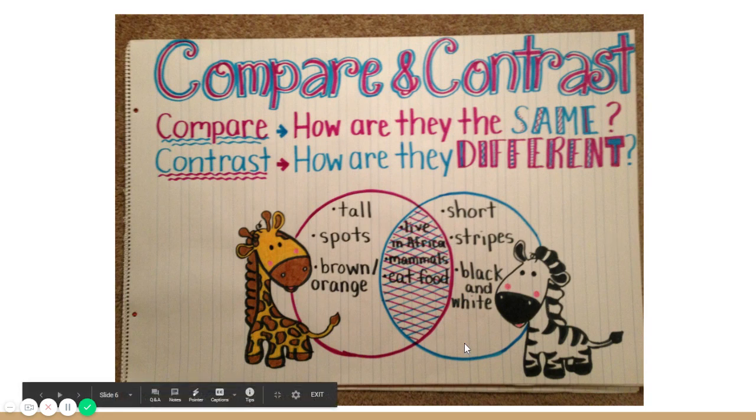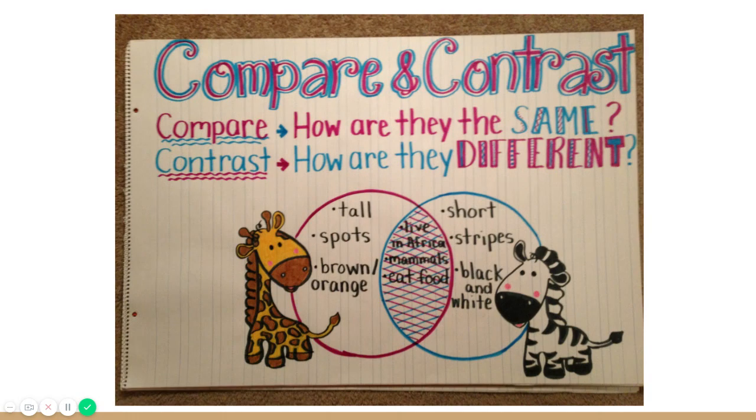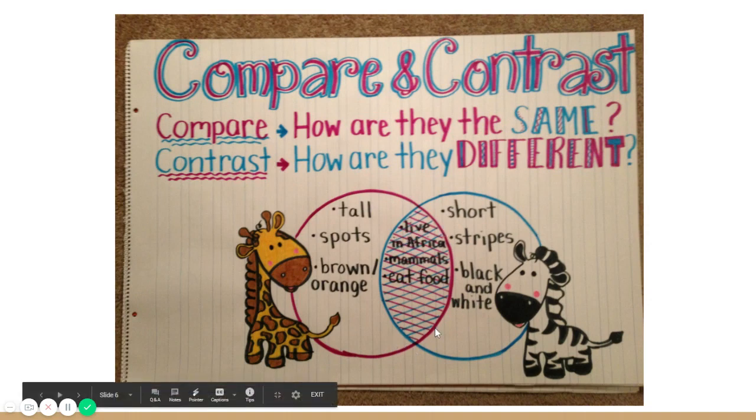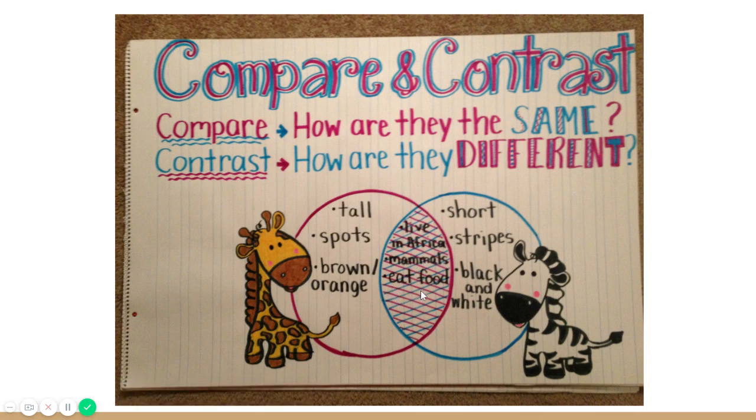Some of these things you can see, but some of these things are just characteristics about them. And I know we have learned about characteristics in science. In the middle here are the things that both the giraffe and the zebra have in common. They live in Africa, they are both mammals, and they both eat food.